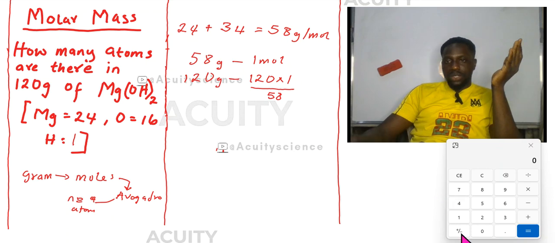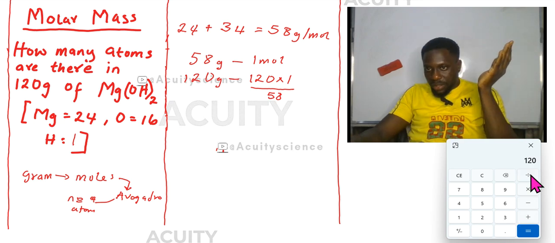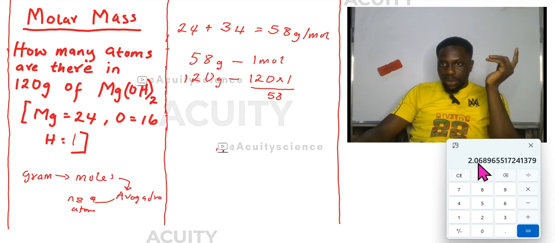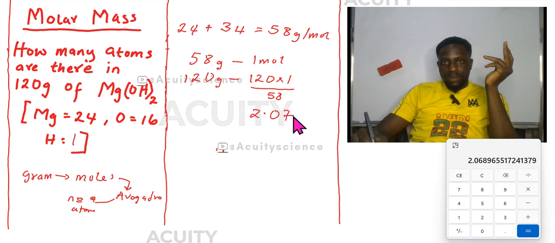So we'll just say 120 and then we hit the division sign there. Divide 58, right? That's equal to 2.0689. Let's just call that 2.07. So we have 2.07 moles.